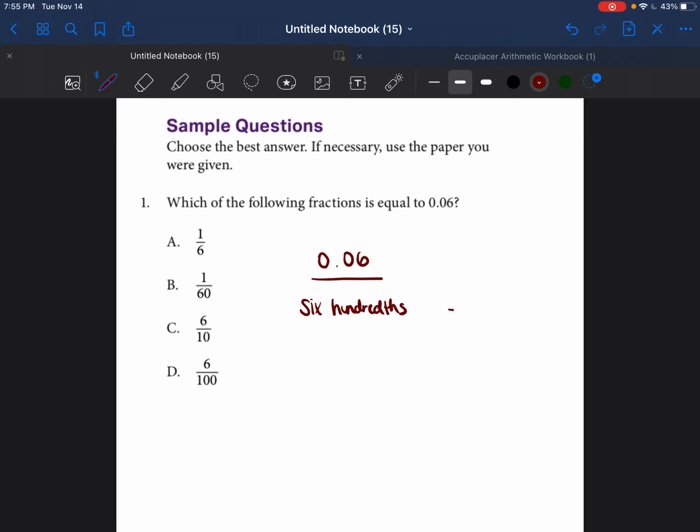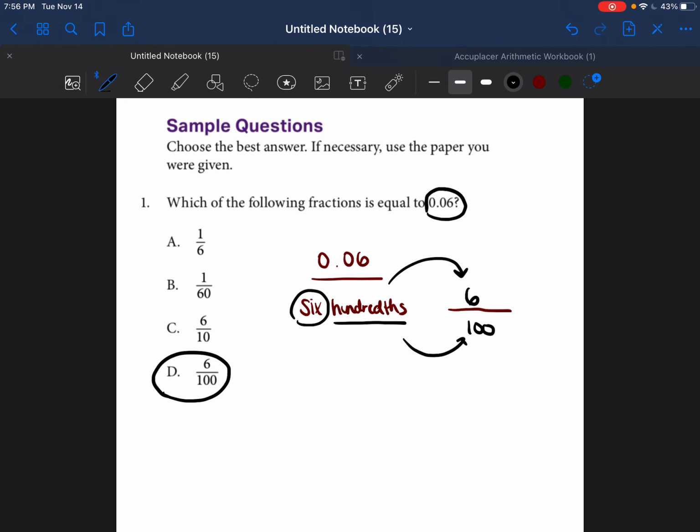So now that you can read it, you can put it into a fraction very easily. The number word, 6, is going to be the numerator, and the hundredths is going to be the denominator, or 100. So 0.06 written as a fraction will be 6 over 100. So I'm going to show you this again.